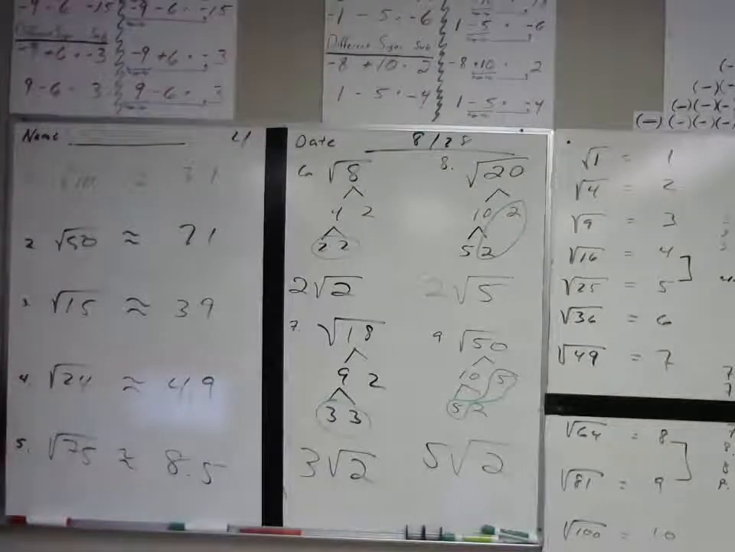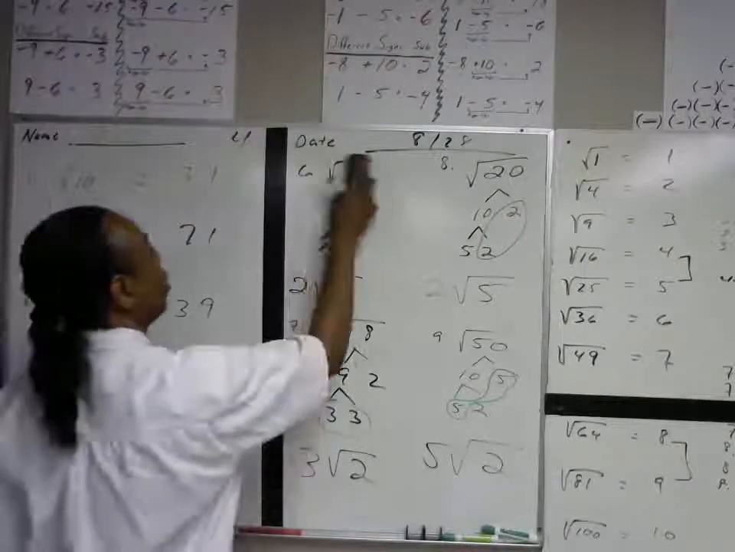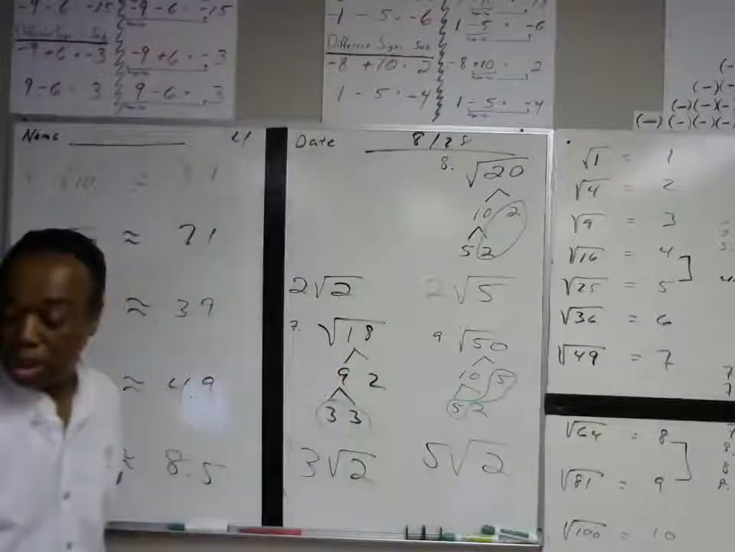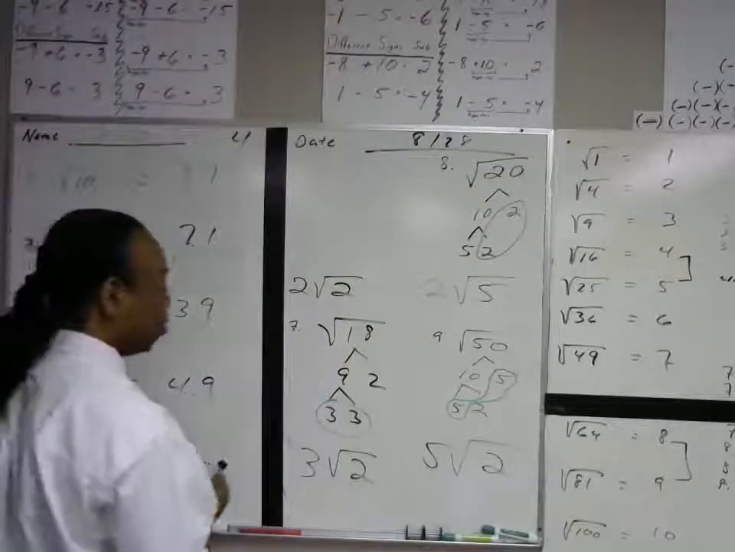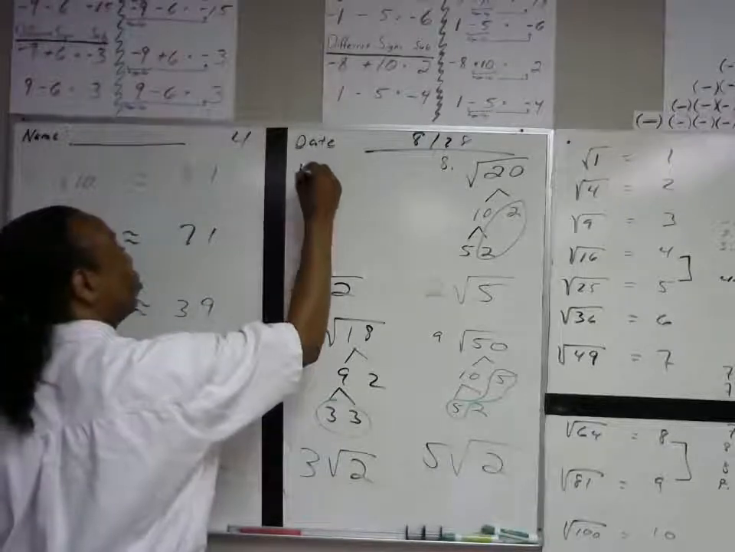And the last one is number, sorry, the next one is number 10, 75. That's a big number.